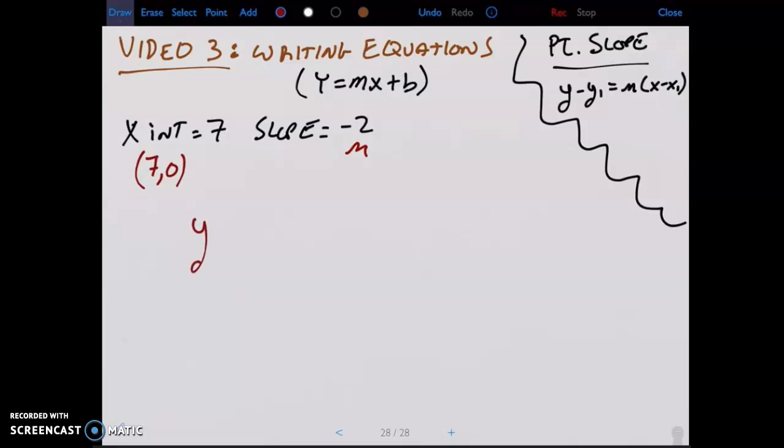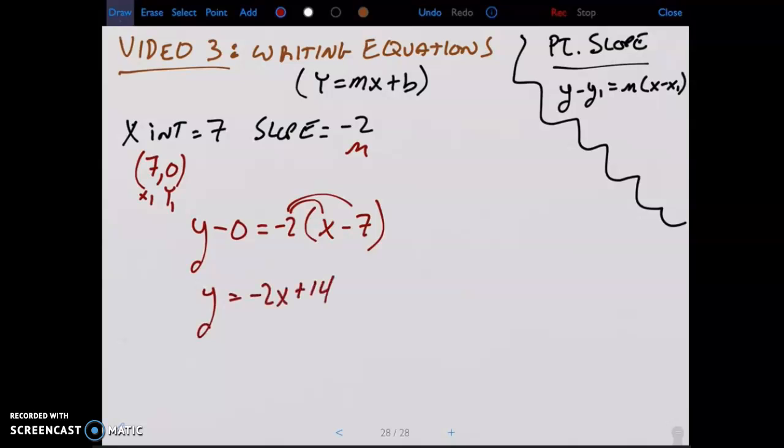So it's going to be y minus y. Oh, again, call this y1. Call this x1, right? Y minus y1, 0, equals m, -2, times x minus x1, 7. And then that's in point-slope form. If you want to put it in slope-intercept form, you're going to go ahead and distribute. Y equals -2x. -2 times 7 is plus 14. So we actually found the y-intercept there to be positive 14. Remember, slope-intercept form gives us a slope and a y-intercept.